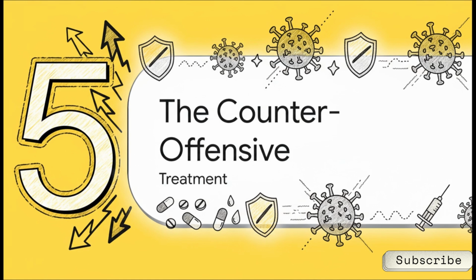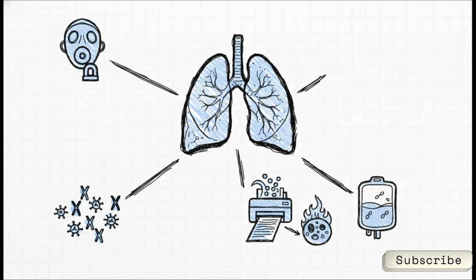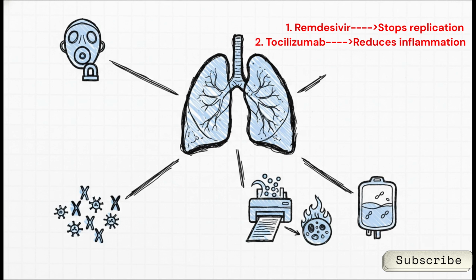Okay, Section 5, the counteroffensive. What if someone is already sick? Let's take a look at our treatment strategies for managing the disease. Well, treatment is really multifaceted. It all starts with the foundation, supportive care, things like oxygen therapy. But for more severe cases, we bring out the targeted therapies. One is remdesivir, an antiviral that directly stops the virus from replicating. Another is tocilizumab, which is a monoclonal antibody that targets the IL-6 receptor to calm down that cytokine storm. So remember, one attacks the virus, the other attacks the inflammation.